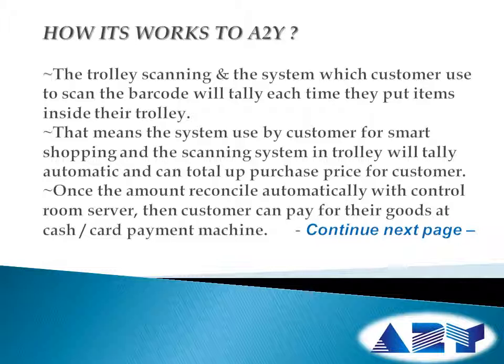How it works for A2Y. This could be simple as well. The trolley scanning and the system which customers use to scan the barcode of products will tally each time they put items inside their trolley. That means the system used by customers for shopping and the scanning system in the trolley will tally automatically and can total up the purchase price for the customer. This will be very convenient for them. Once the purchase amount reconciles automatically with the control room server, the consumer is ready to pay for their goods at the cash or card payment machine.